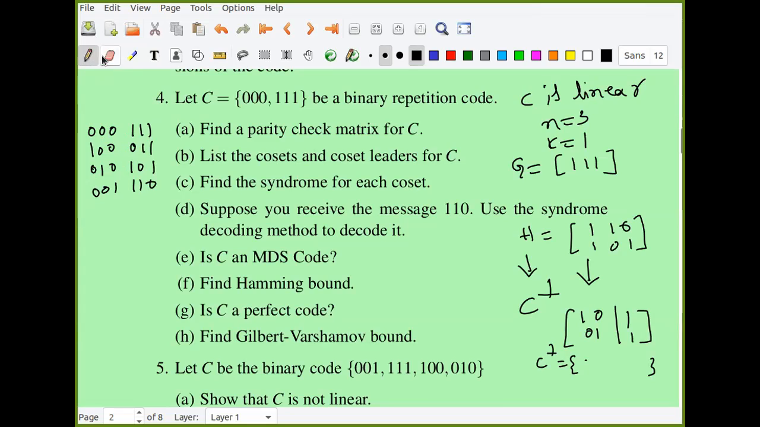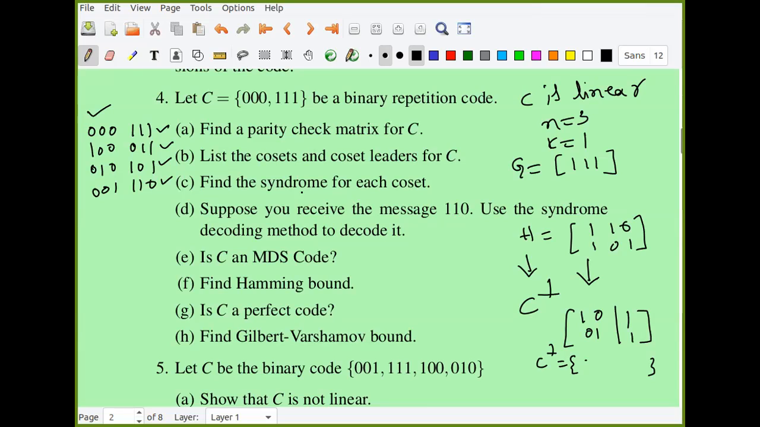Now these are coset leaders. Coset leaders are this part, and these are all the cosets. So there are a total of 4 cosets, because it is a subspace of dimension 2. For example, you receive the word 110.